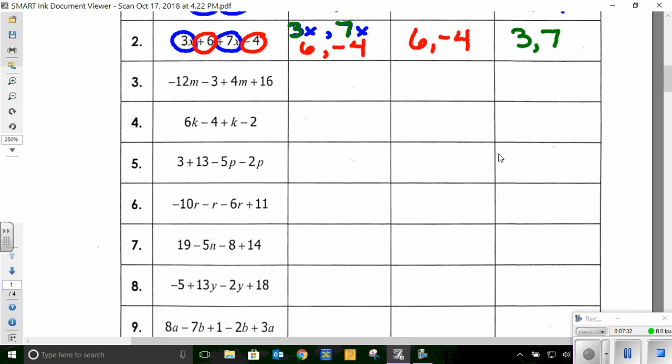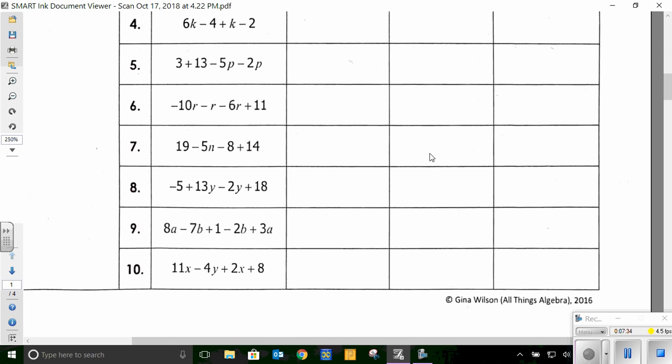Okay, I'm going to jump down to do one that's a little harder maybe. And we have here number 6. So on number 6, we're looking again, the first column we're looking for are things that are like terms. So again, I'm going to circle all of my terms. I'm going to start with my ones with variables. So I have a negative 10r. I have a negative r, and I have a negative 6r. All of those are alike, so I'm going to go ahead and write those down as my like terms. So I have negative 10r, I have a negative r, and I have a negative 6r.